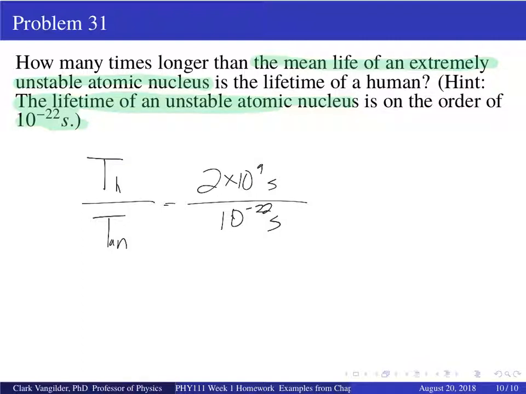And so how much longer is the mean life of the nucleus versus a lifetime of the human here? And so you end up getting 2 times 10 to the 31 times. So humans have a lifespan that is 10 to the 31 times longer than this unstable nucleus. So this is not a useful piece of information. Admitted, right? So what? Why are you making me do this?